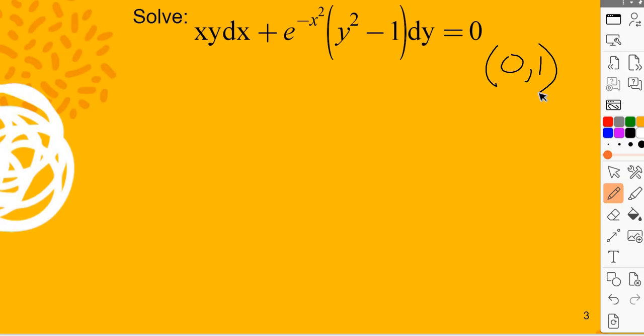Always when there's e's, I have to go, whoa. But remember, we like e's, because what's the antiderivative of e to something? Remember, we like e's because the derivative of e to the x is just e to the x, and the antiderivative of e to the x is just e to the x. So when we're doing integration and differential equations, e's actually end up making our lives easier.